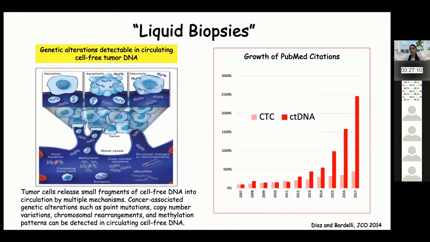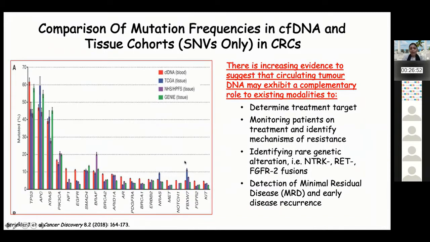And you can see over time, the number of PubMed citations for these different publications pertaining to circulating free DNA has increased substantially. And when I looked it up last night, it has multiplied by almost a factor of 4 in 2021. Now, when you're looking specifically at colorectal cancers, is there a good correlation between tissue profiling and liquid biopsies in terms of detecting those mutation frequencies?